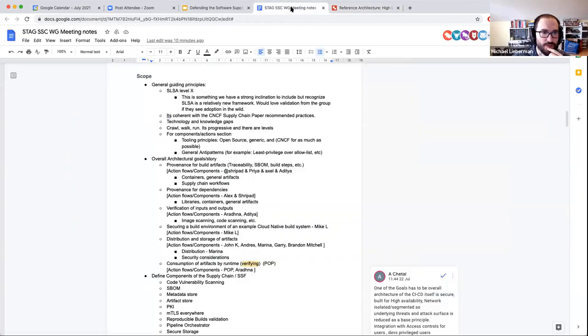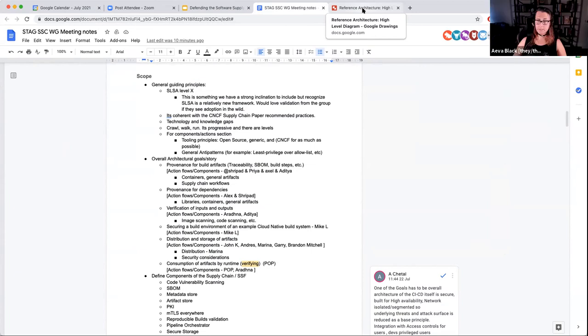Okay. Yep. Cool. And the only thing to add there is to still keep the big picture in mind, right? As a quick example, if we're using in-toto, we're probably going to use in-toto across the whole thing, but we're also going to specifically look at how we use in-toto in each of the boxes. That makes sense to me as well.